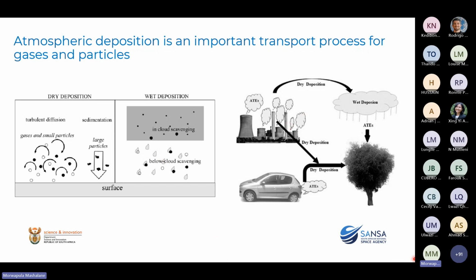This is just an example where we have a power station, with particles and pollutants produced through the process of producing electricity. Like I said, if the particles are heavy, they will fall down as dry deposition, and some will interact with the water vapor in the atmosphere and then fall down as wet deposition.